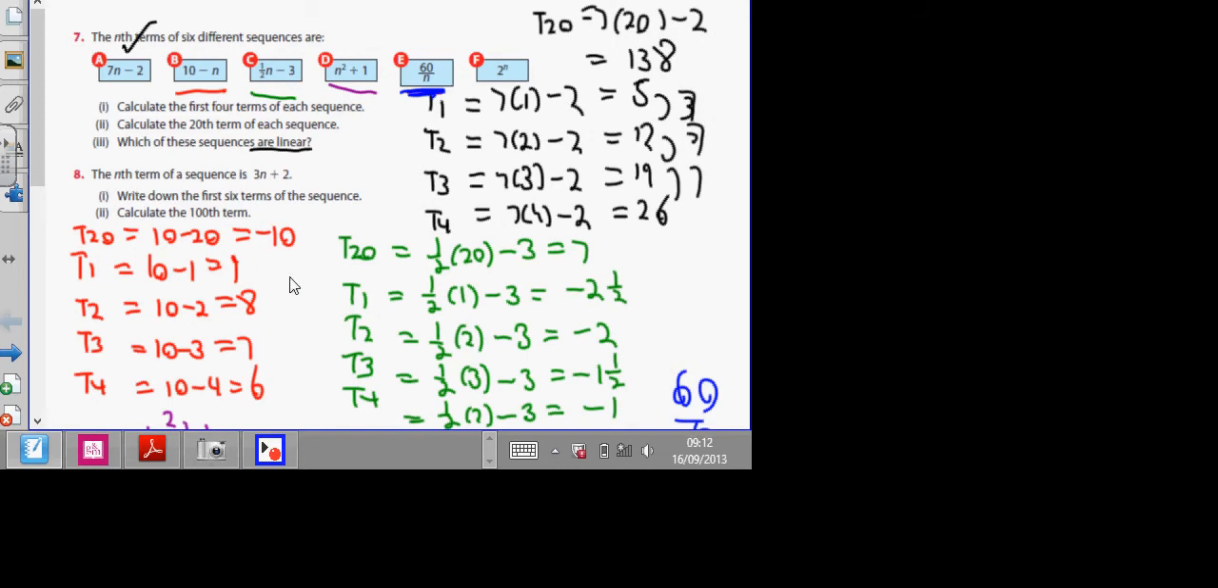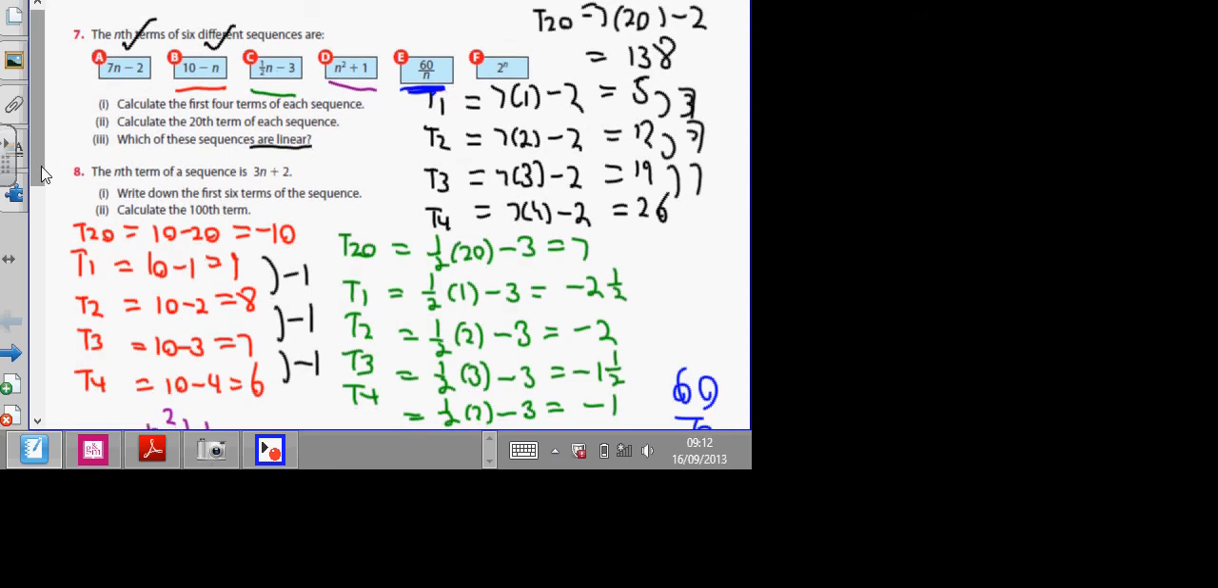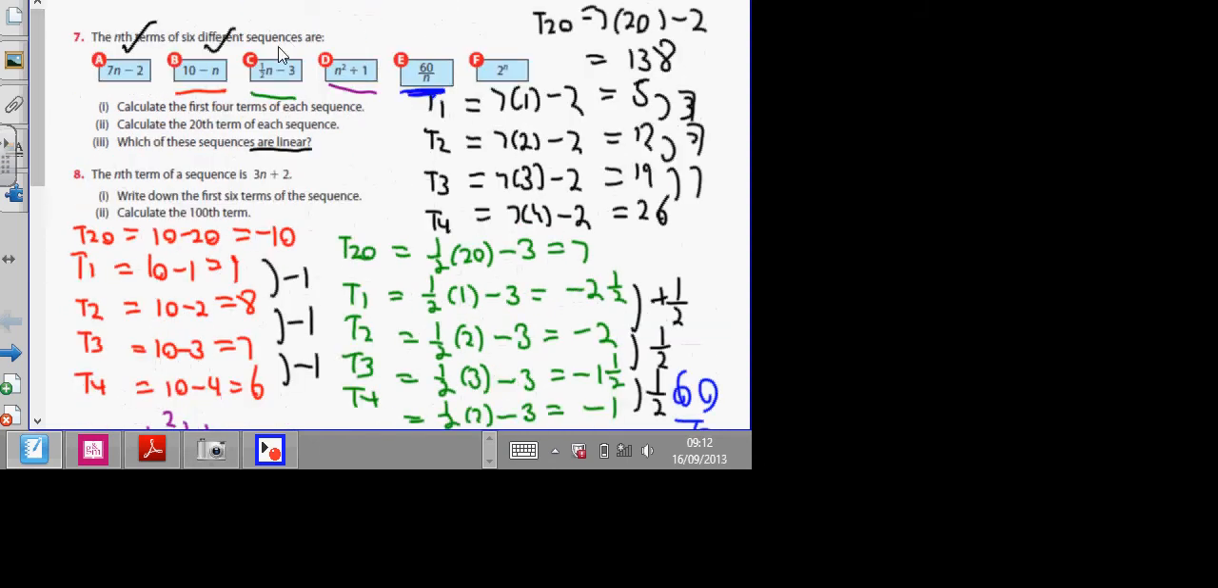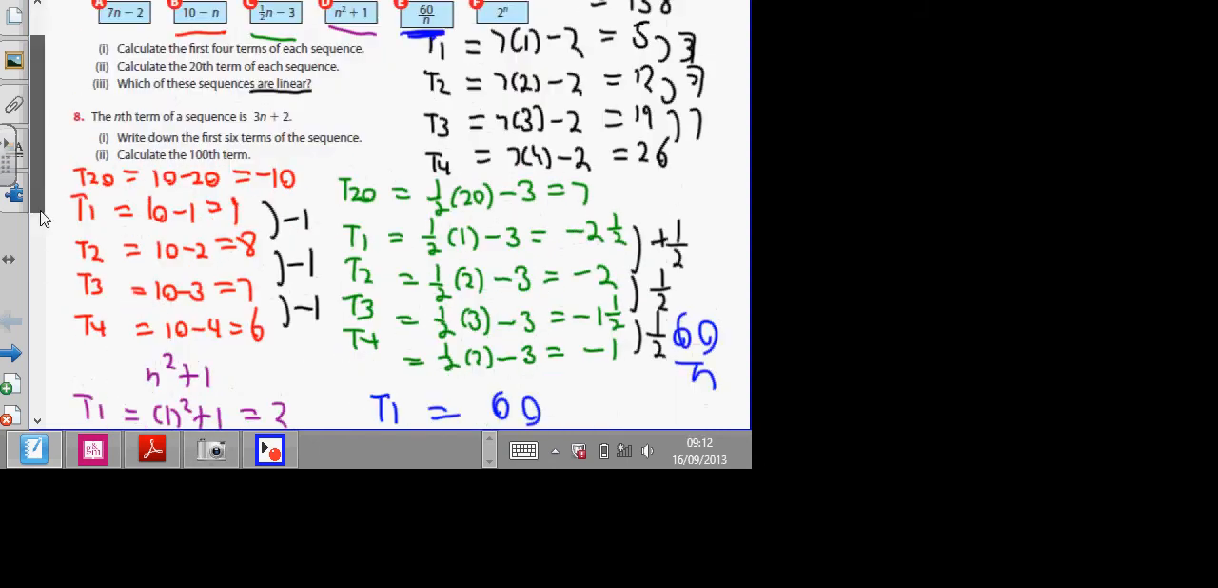Okay, is T2 linear? Yeah. Goes down by -1 each time. Is C linear, the green one? Yeah. 2.5 goes down to -2. -2 goes down to -1.5. -1.5 goes down to -1. It means you're adding on a half every time. It's also linear.